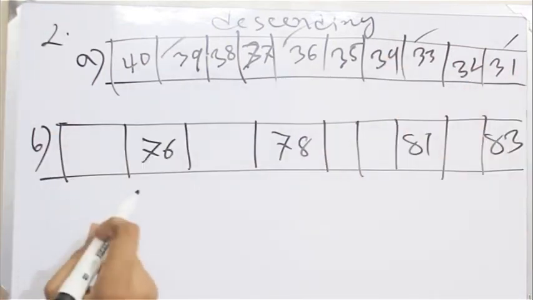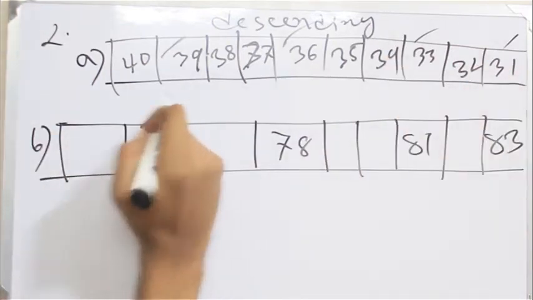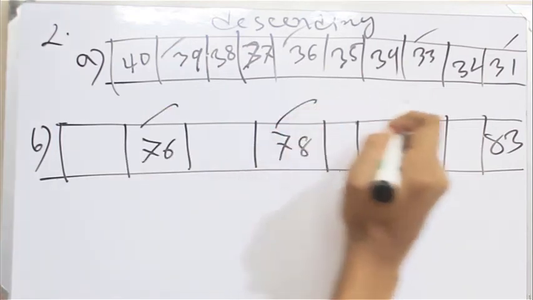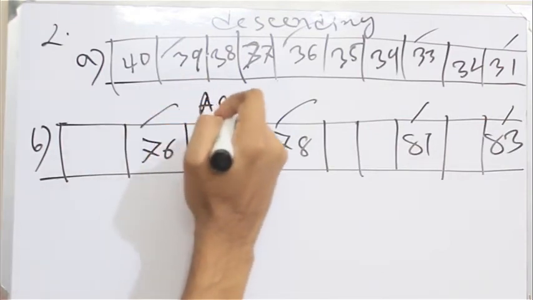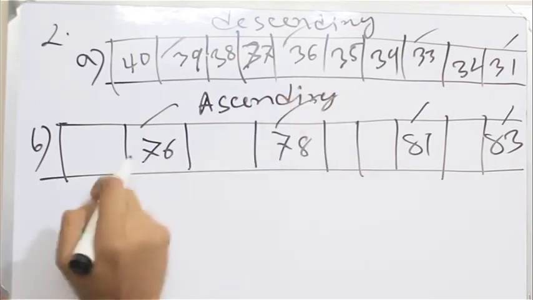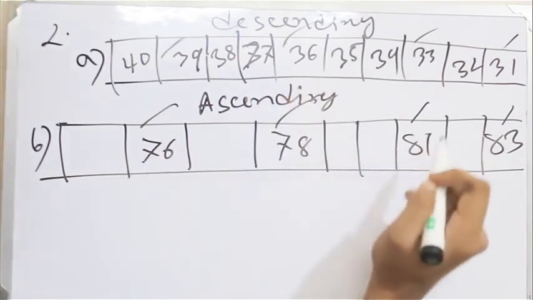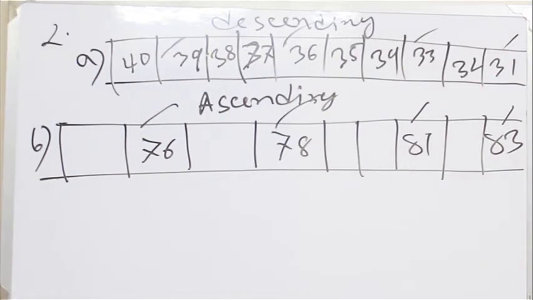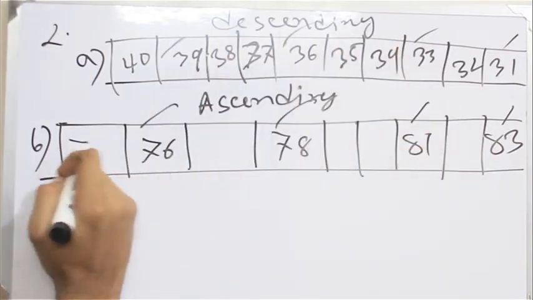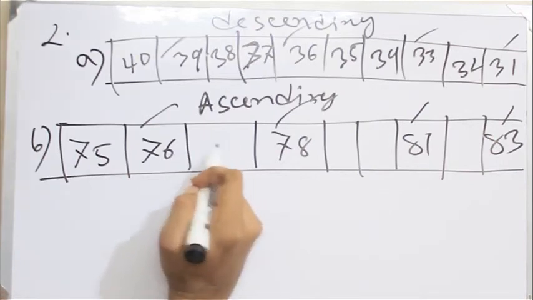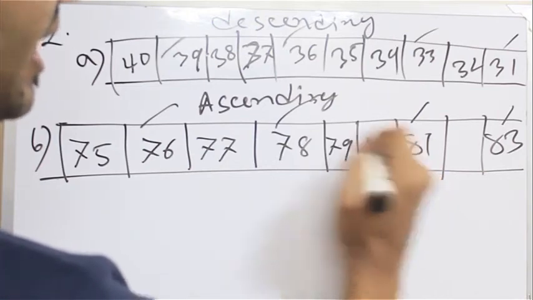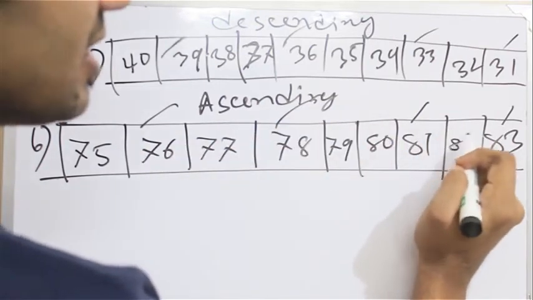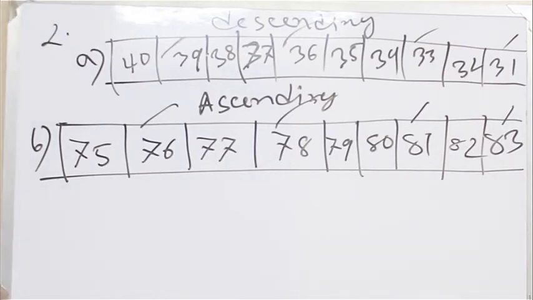Now look at the next one. Dash, we have 76, then we have 78, then we have 81, then we have 83. Here you can see ascending. That means first we get the lower number and then the higher number, then the higher number, then the higher number. So you keep following the ascending. 75, 76, then comes 77, 78, 79, 80, 81, 82. This is how you do the rest of the maths.